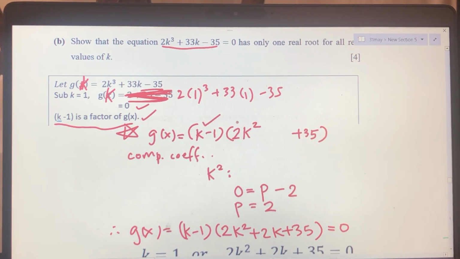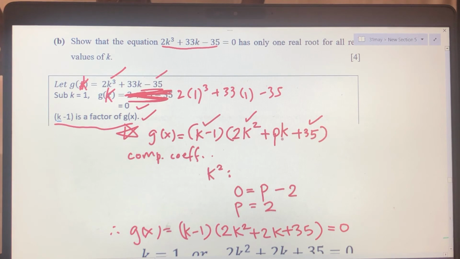Now you must ask yourself, what times k will give you 2k cubed? So it must be 2k squared, right? And what times minus 1 will give you minus 35? It must be plus 35, right? So you must write the plus here. In between is a big unknown, because we don't know, they combine together, so we put a plus. pk.